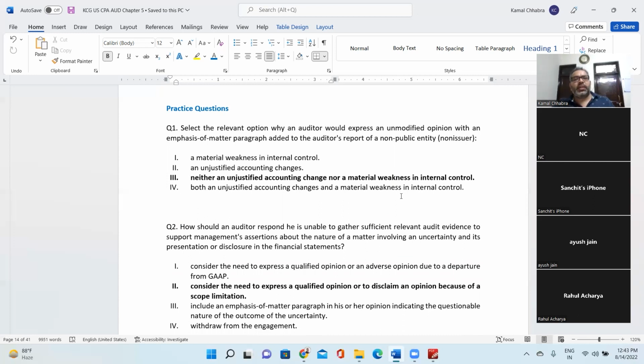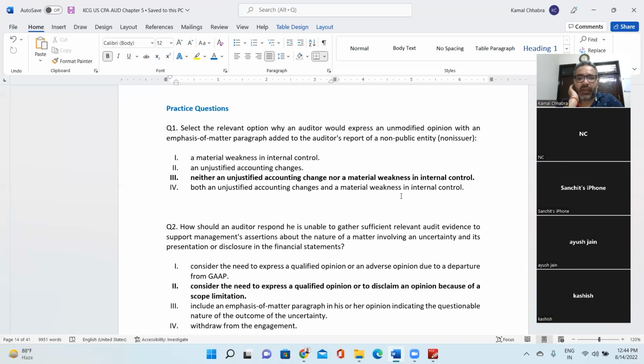First question: select the relevant option for why an auditor would express an unmodified opinion with an emphasis of matter paragraph added in the auditor's report of a non-public entity. Non-public entity means non-issuer, right? So what is the call of the question? Why, in a non-public entity, is there an unmodified opinion with an emphasis of matter paragraph? Yes. Right. So let's see the options.